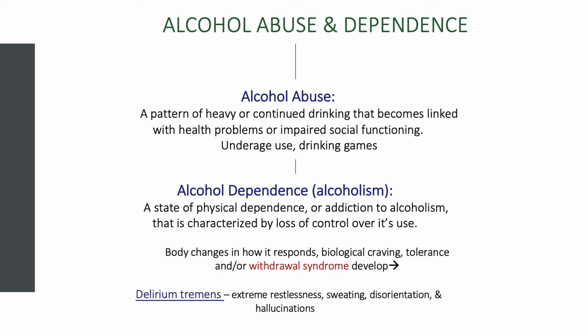What happens is that the body changes how it responds to alcohol. You develop a craving, a tolerance. The alcoholic needs more and more alcohol in order to feel the way they used to on less alcohol. And when they do not get alcohol, they develop withdrawal. The most severe form of withdrawal syndrome is referred to as the DTs, or delirium tremens. This is extreme restlessness, sweating, disorientation, and hallucination, the DTs.